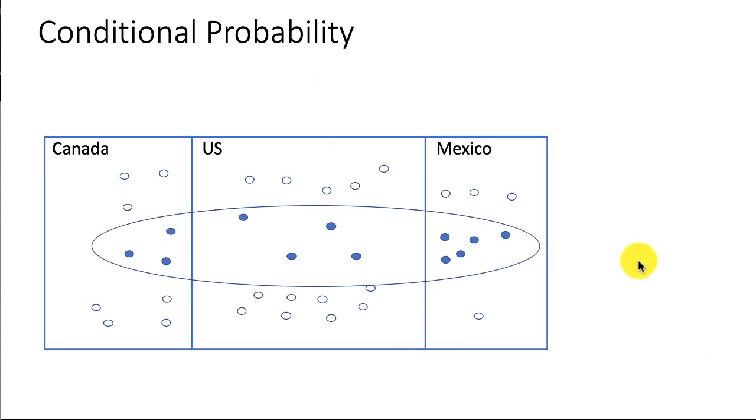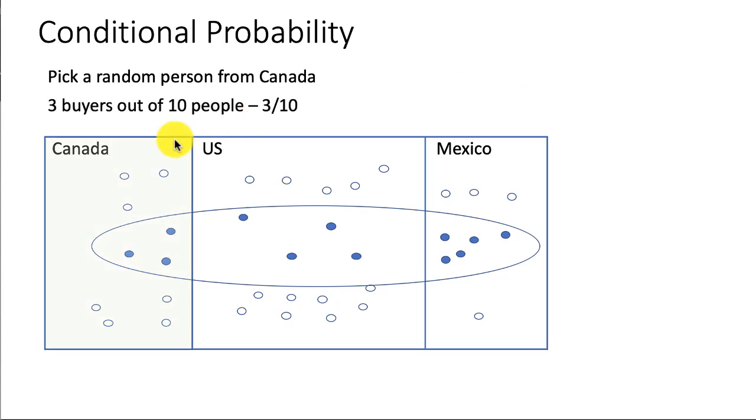Now we want to talk about this concept of conditional probability. When we say conditional probability, we are saying that some aspect of the probability is already laid down. So for example, let's say we pick a random person, not from the entire population, but a random person from Canada, which means that we are only interested in all the people belonging to Canada. If you consider only Canada, there is a total of 10 people in Canada, out of which 3 are buyers.